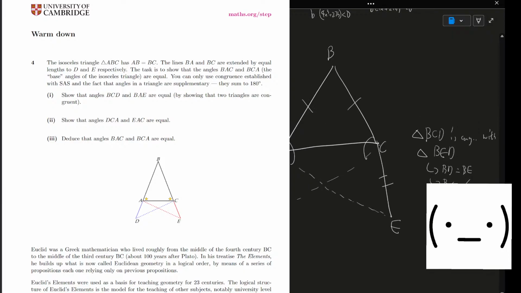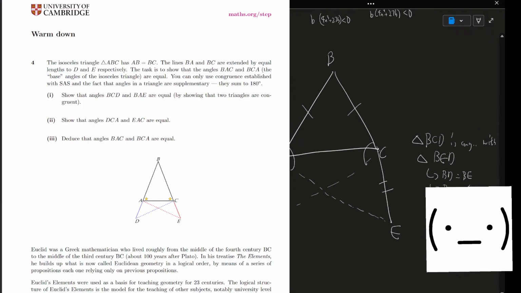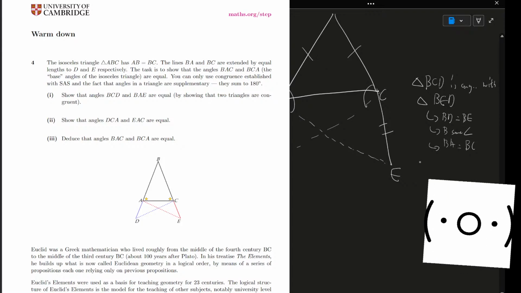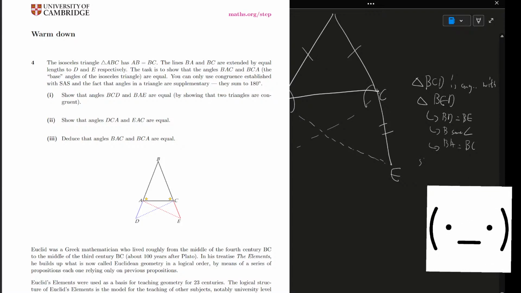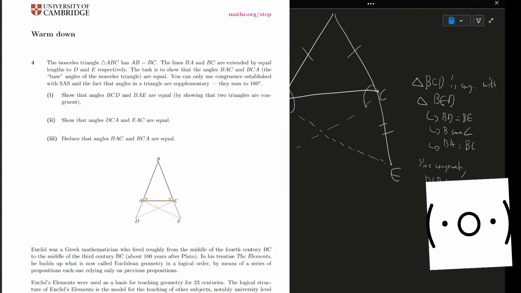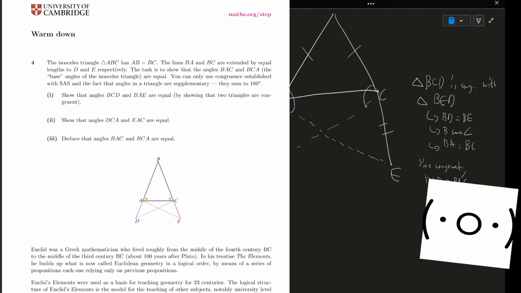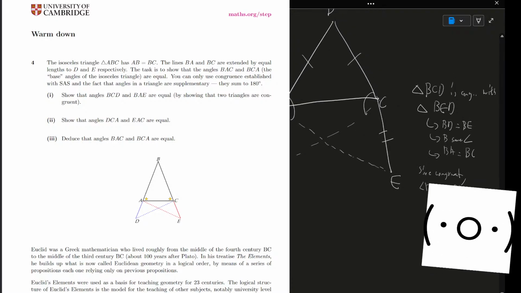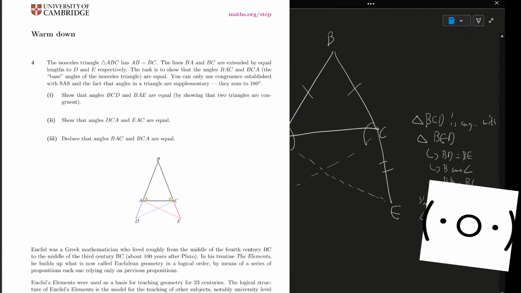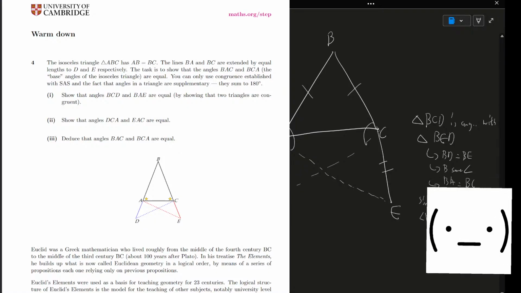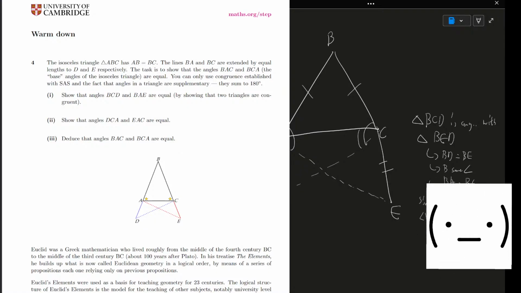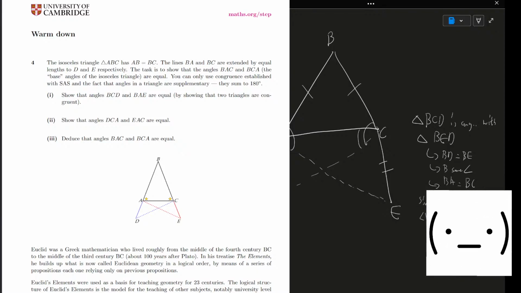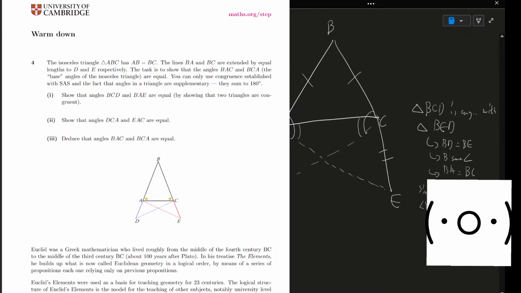And we know that the angles are supplementary. But that's not important because since congruent, BCD equals BAE. No further calculations needed. We just know it. DCA being now this, and EAC being also this, or equal with each other.